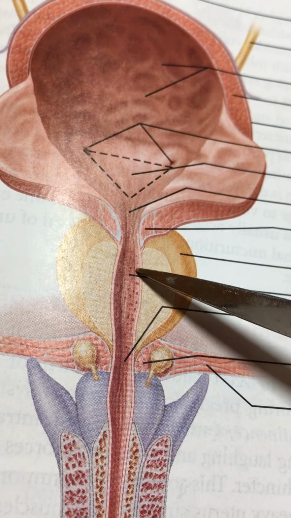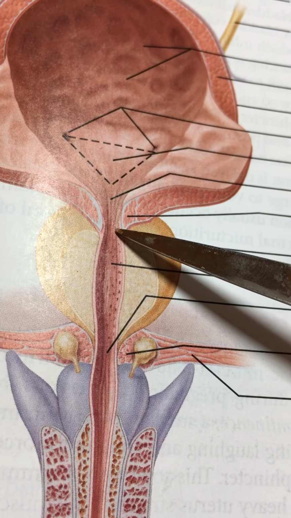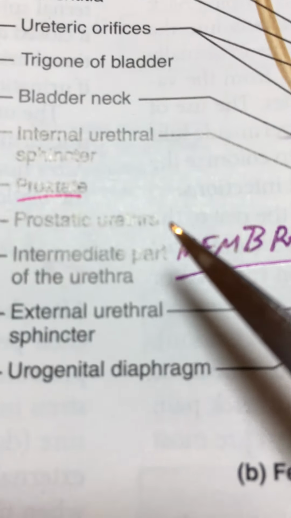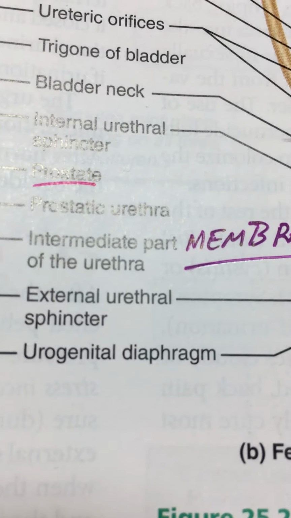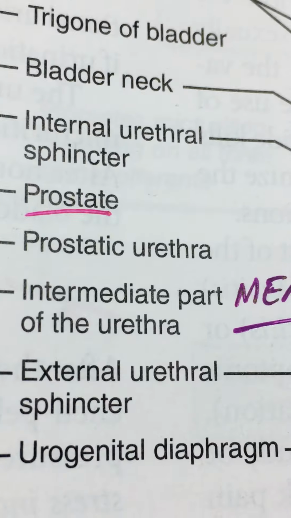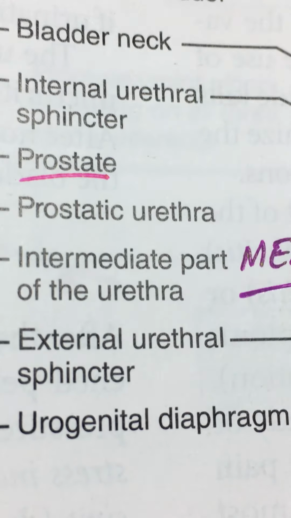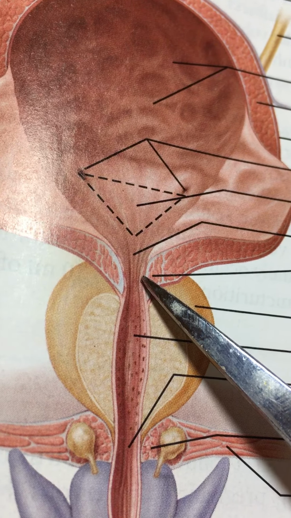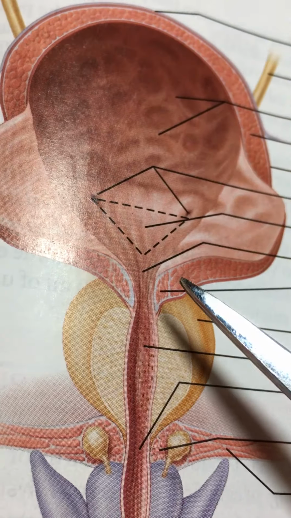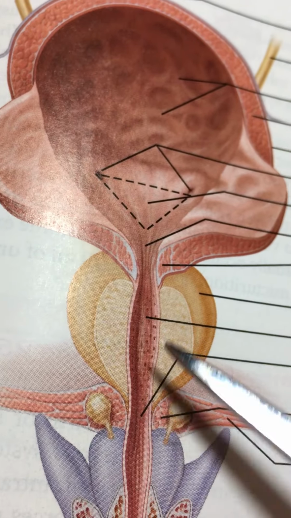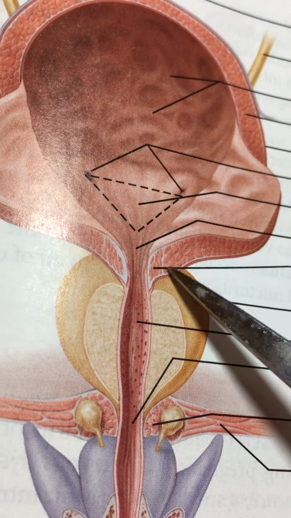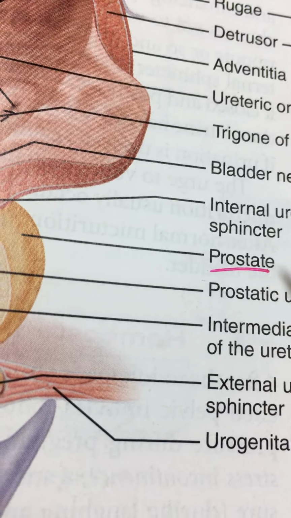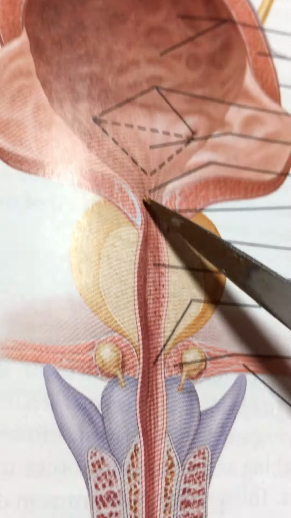The male has a somewhat more complicated and longer passageway for the urethra. And by the way, don't confuse the word urethra with the word ureter. Two completely different words, but both beginning with UR. Okay, so right here we have something called the membranous urethra. This is the prostatic urethra, and this is the interior or smooth muscle sphincter right here. So the internal urethral sphincter.